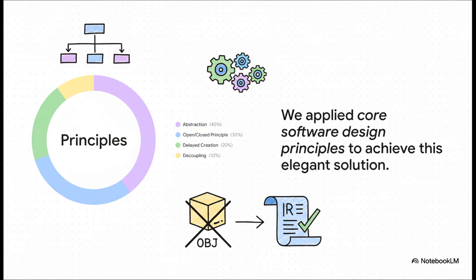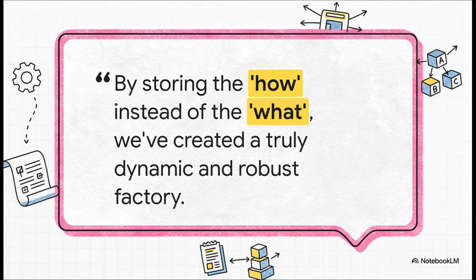So when you look back, our whole journey has really just been about applying these core software design principles. We used abstraction to hide the creation logic, we finally achieved the open-closed principle, and we used this idea of delayed creation, you might have heard it called lazy initialization, to get this incredible level of decoupling. In the end, the biggest change we made was a mental one. We shifted from storing the what, the finished object, to storing the how, the recipe to create it. And that simple change in perspective is what transforms a pretty good factory into one that is genuinely dynamic and rock solid.